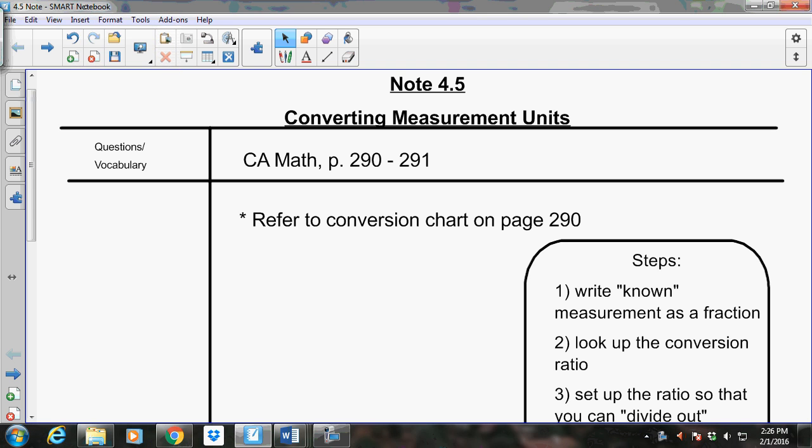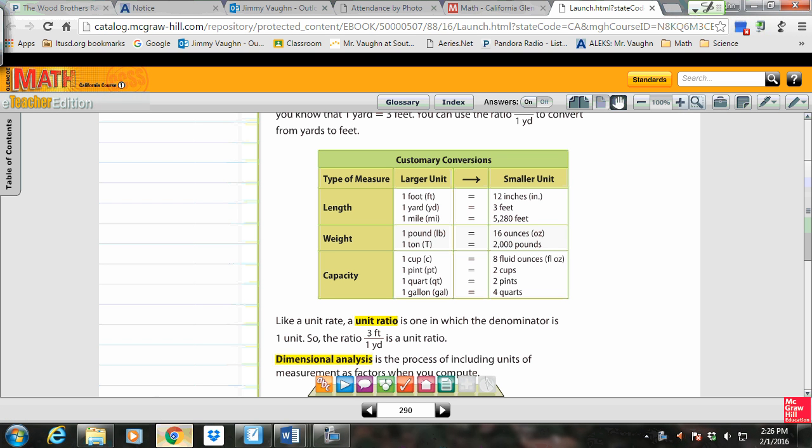Hello, welcome to video lesson 4.5, converting measurement units. You're going to be referring to your math textbook packet on page 290, 291. Set up your Cornell notes, the title and note number, and you will need to have your book open to page 290. It'll look like this.